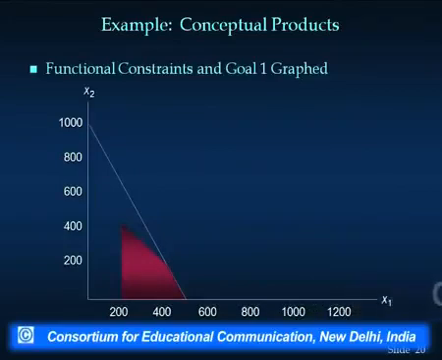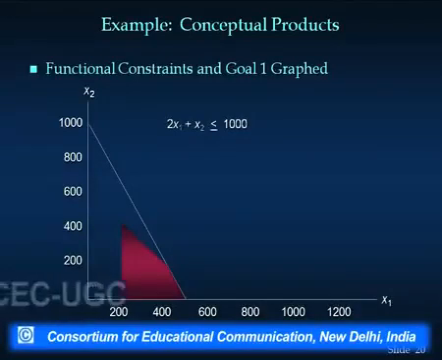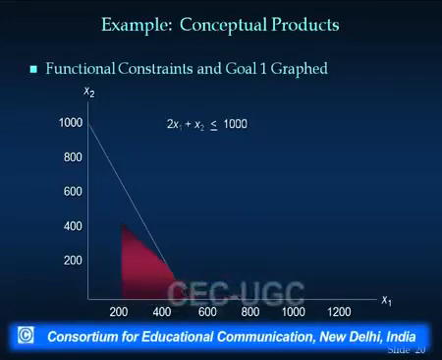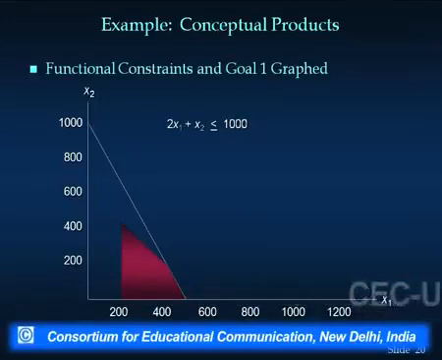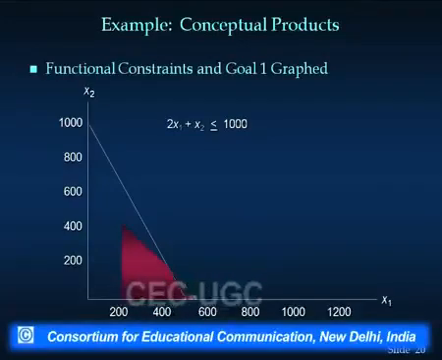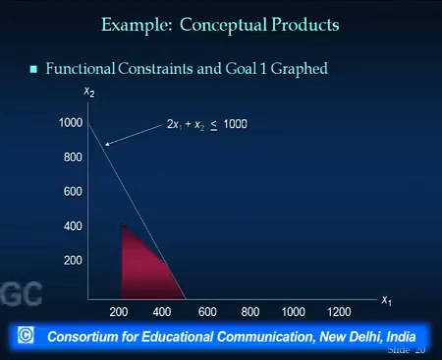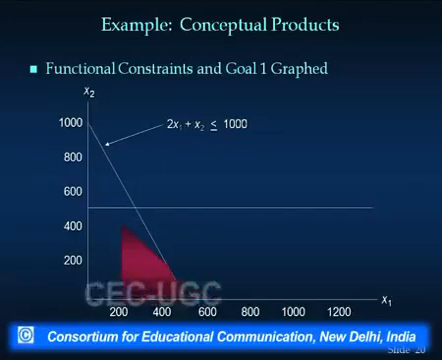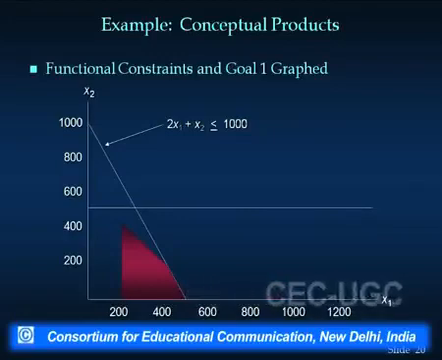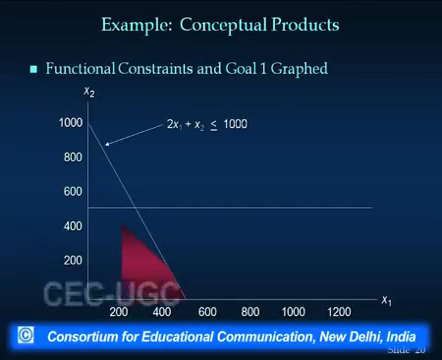The next slide, we have marked the first functional constraint, and this is 2x1 plus x2 less than equal to 1000, and this has been shown by the straight line. The next functional constraint is x2 should be less than or equal to 500, and this is given by a horizontal line.